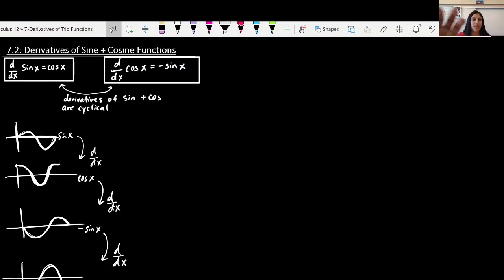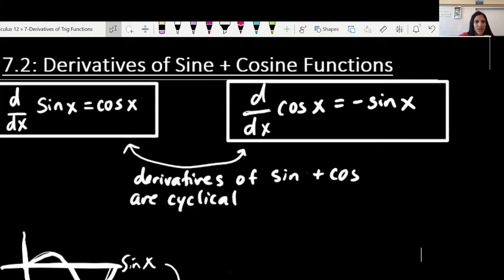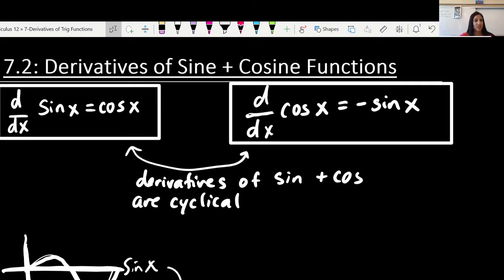Today we're doing 7.2 derivatives of sine and cosine functions. I've already drawn out some of these graphs, but I'll start out just with these two boxes. I don't know what to say to you, you just have to memorize these. If we're taking the derivative of sine x, know that the answer is cos x. And if we're taking the derivative of cosine x, the answer is negative sine x.